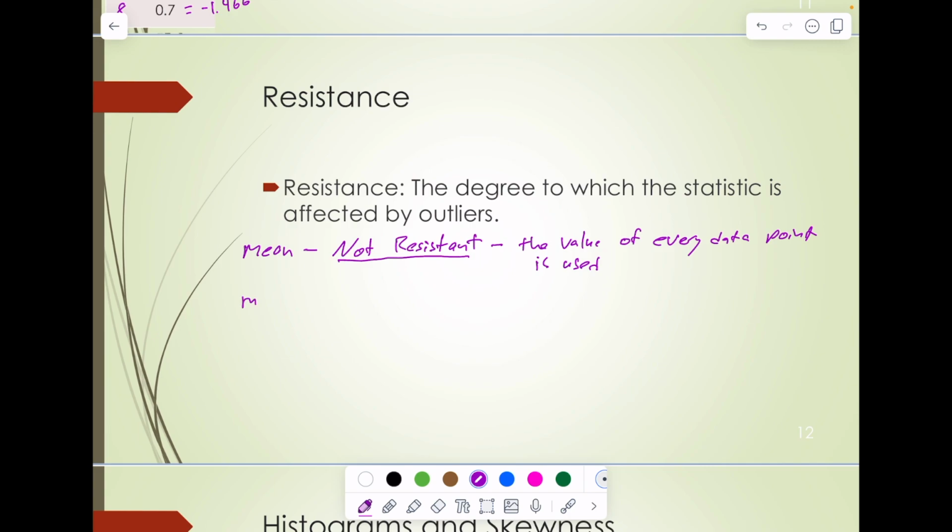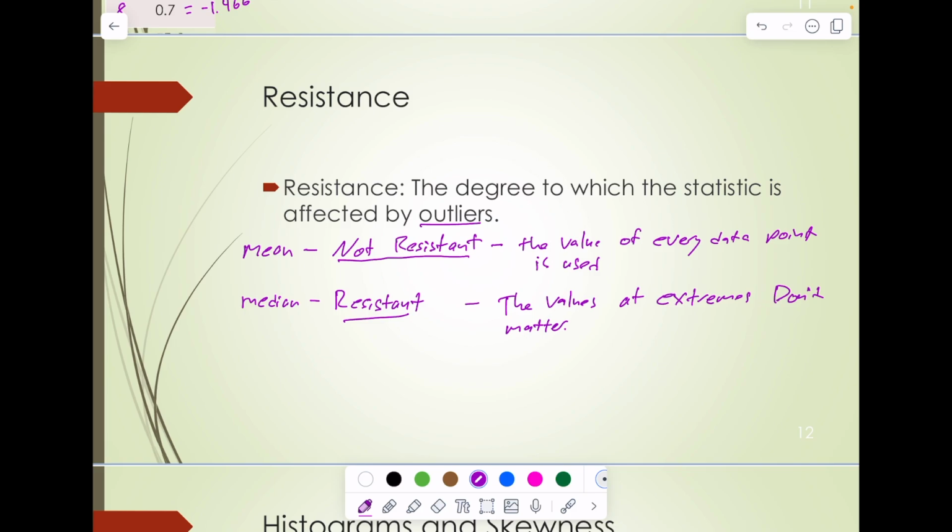The next one is the median. Now, is the median resistant? Is it resistant to outliers? And the answer here is yes. It is resistant to outliers. This is because the values at the extremes don't really matter. Those don't go into account when we're talking about the median. Whether the highest value is 100 or 1 billion, it matters not. All that matters is that it's above more than half of the other values.